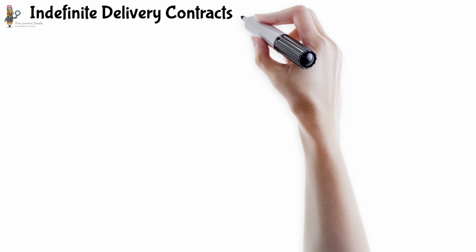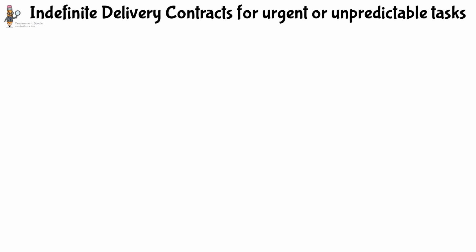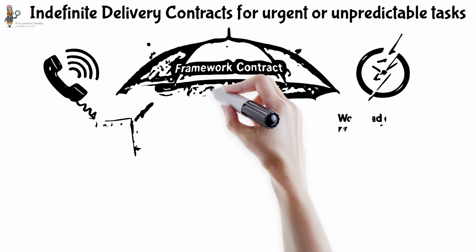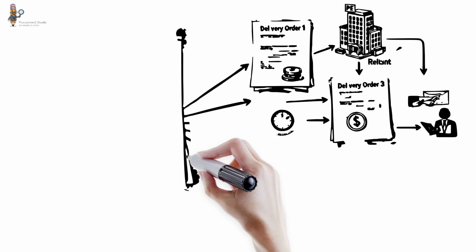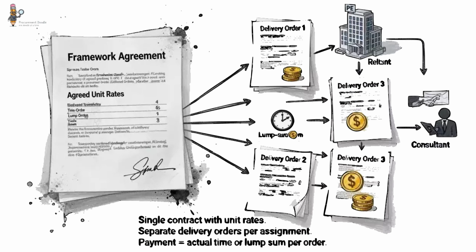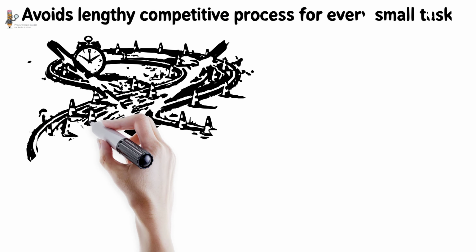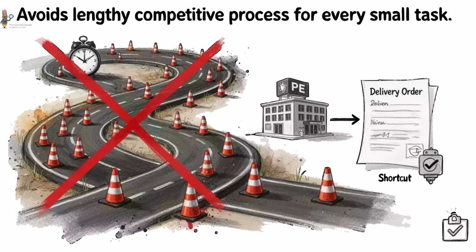5. Indefinite Delivery Contract, sometimes called a framework contract, used when the PE needs on-call services for urgent assignments or many small tasks over a period, but the specific workload cannot be predicted. A single contract is signed with a consultant, covering agreed unit rates. Then, as needs arise, the PE issues separate delivery orders for each individual assignment. Payment is based on the time actually spent or a lump sum per delivery order. This avoids a lengthy competitive process for every small task.